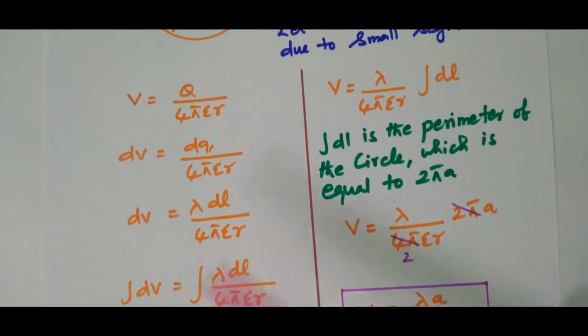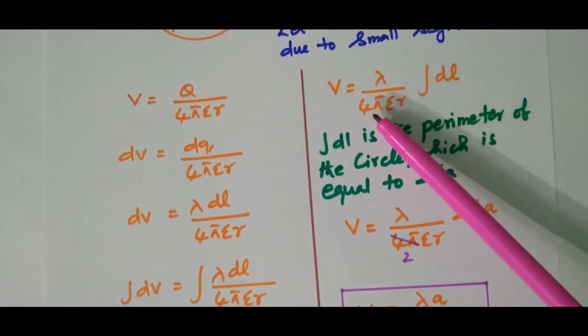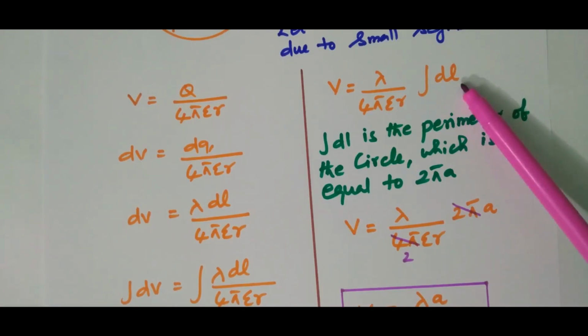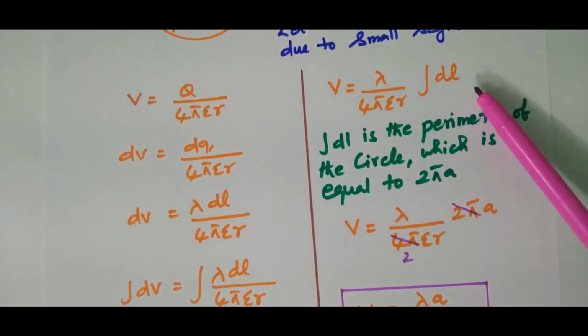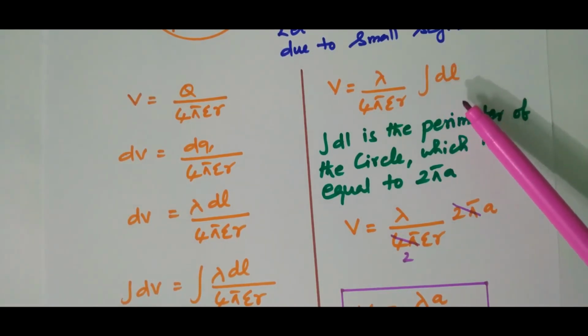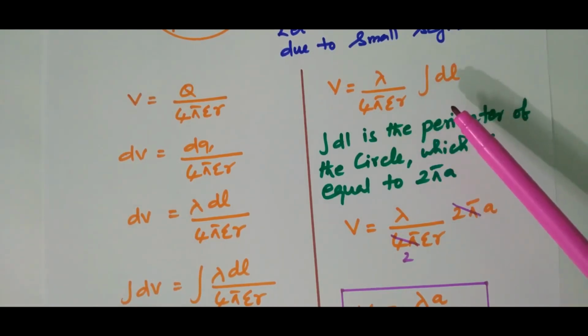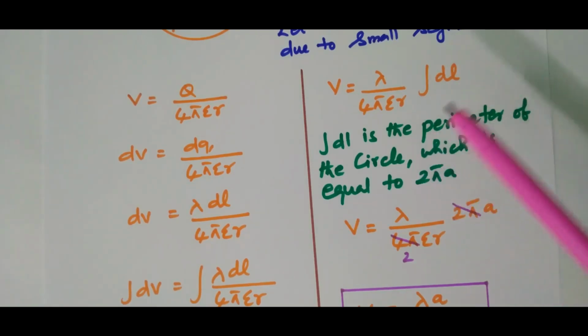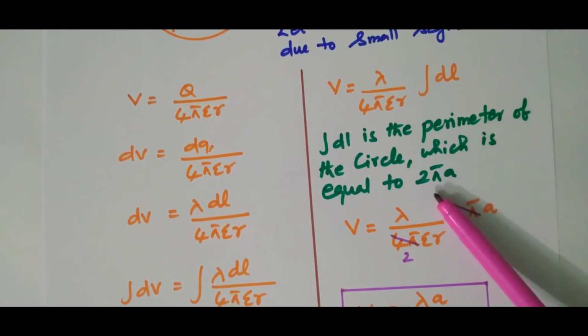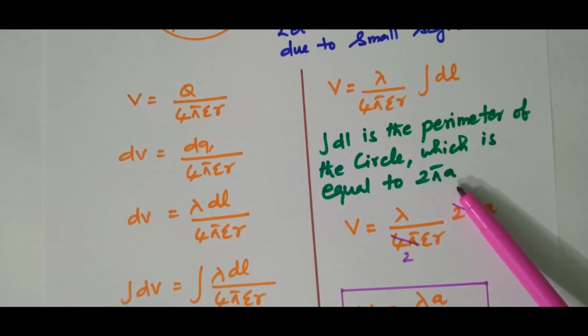So integral dv is nothing but v. The lambda divided by 4 pi epsilon r is constant. Only we have integral dl. What is integral dl? Integral dl is nothing but L, the length. What is the length? Length is nothing but the circumference of the ring, because the lengthy wire is bent in the form of a ring. So the circumference of the ring is nothing but the length of the wire. So that is given here, 2 pi a. So integral dl is L, and L is nothing but the circumference, that is 2 pi a.